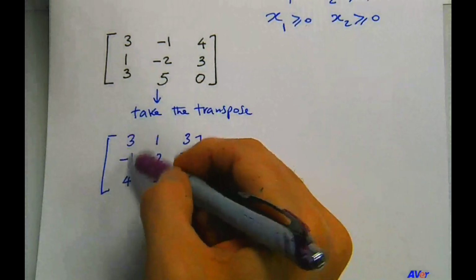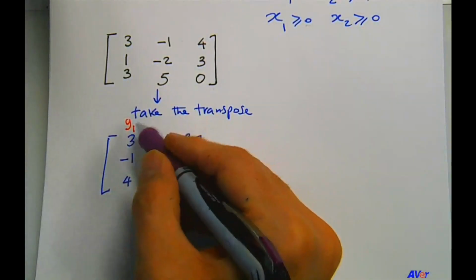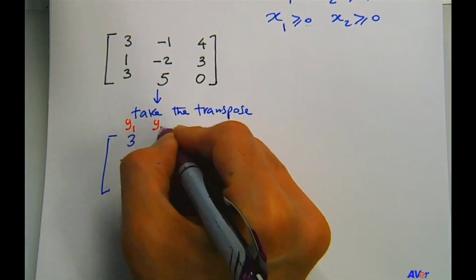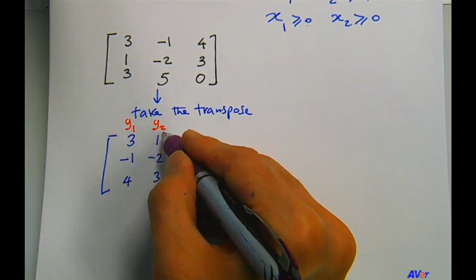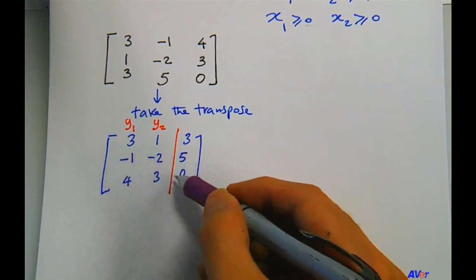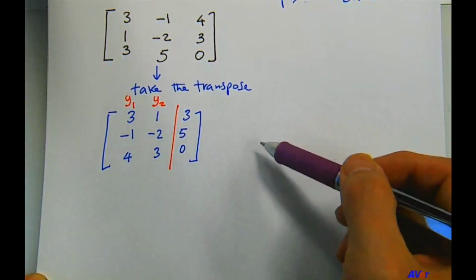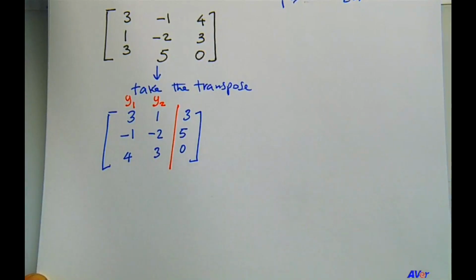So these are not x1 and x2 anymore, so this has to be y1. These are the coefficients of variable y1. These are new variables. And these are the coefficients of variable y2. And these are the constants on the other side. So let's use these to write the objective function and the constraint inequalities for the dual problem. Remember, the dual problem is a maximum problem. So all the constraint inequalities should be less than or equal to, no longer greater than or equal to.